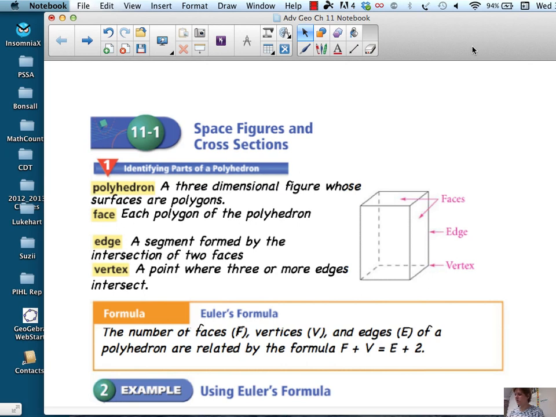So first we have a polyhedron. A polyhedron is a three-dimensional figure whose surfaces are all polygons, and each of those polygons is called a face. We have an edge, which is a segment formed by the intersection of two faces, and a vertex, which is a point where three or more edges intersect. You can also think about them as faces, three or more faces intersect.